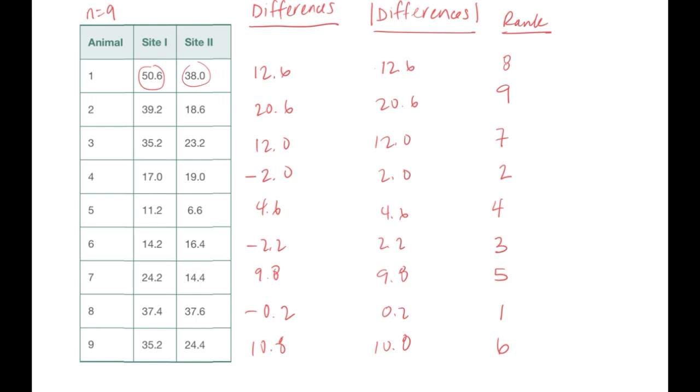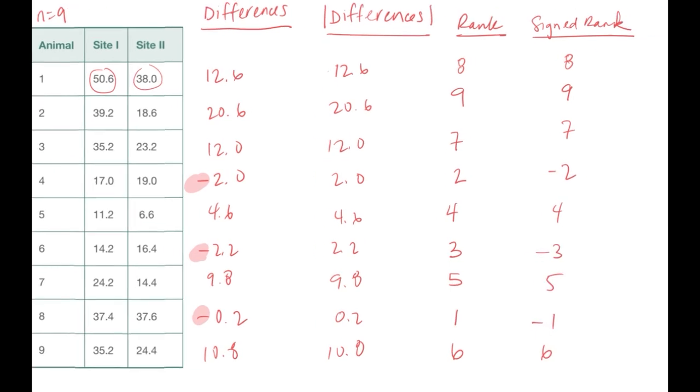Now the last column I'm going to make here is the column for the signed rank. Meaning, I'm just going to take those same ranks I already have, and then I'm reinstituting these signs here. So the minus signs that are along here, I'm going to take those and just put them on my ranks. So 8, 9, and 7 are the same, but then the rank of 2 is going to get a minus in front of it. And then I have a 4, and then minus 3, 5, minus 1, and 6.